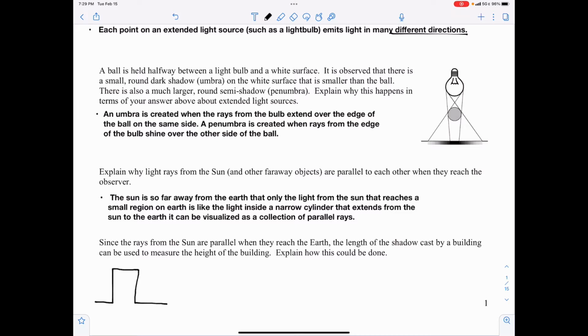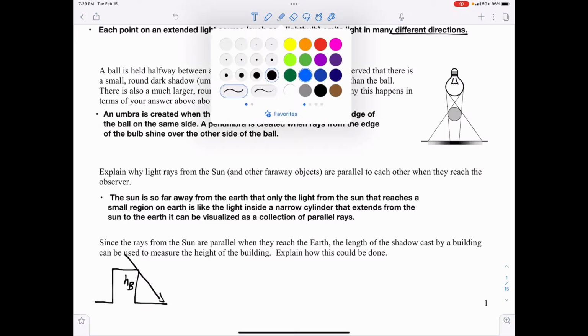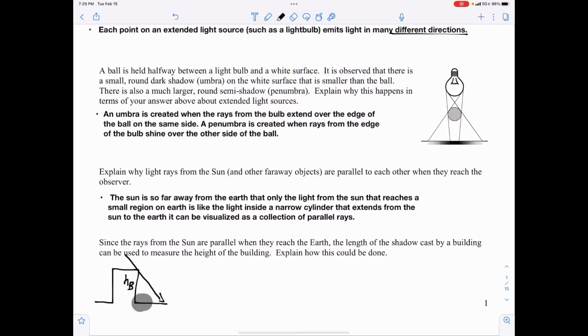Okay, and I'm going to call this HB for height of the building. And the sun is shining over the top of it like that, and it's casting a dark shadow that's this long. Okay, and I'm going to call that SB for shadow of the building.